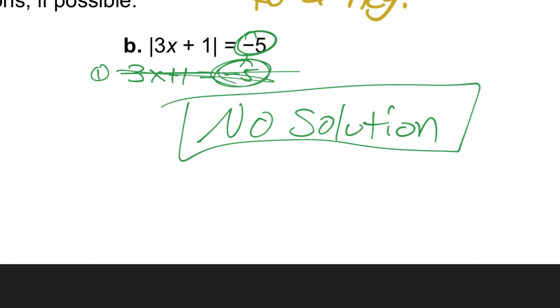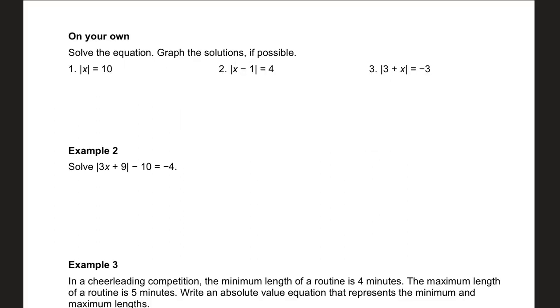All right, so let's do page, there are 3 on your own. So when you're done, I will tell you the answers and I'll make a quick little graph. So go ahead and pause the video and then unpause it when you're done. 3, 2, 1, go. All right, welcome back.